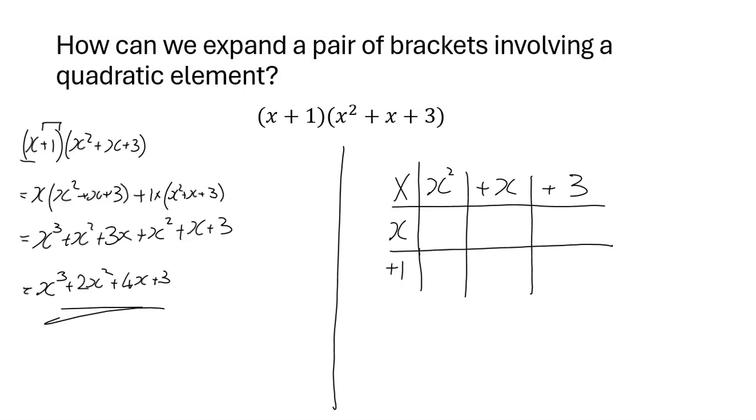If these were negatives, I'd take the minuses in. Then the elements still get filled in the same way: product of row and column together. So the first box here would be x times x squared, which gives me x cubed. I've then got plus x times x, which gives me plus x squared. x times plus 3 gives me plus 3x.